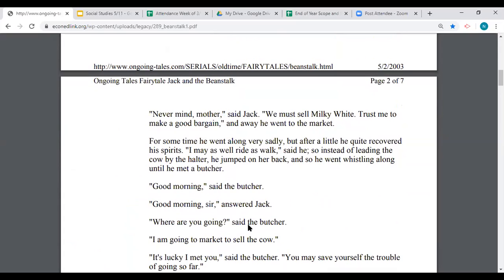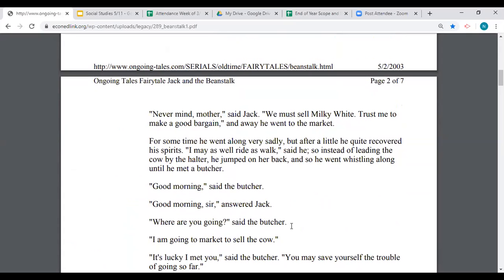For some time he went all along very sadly, but after a little he quite recovered his spirits. "I may as well ride as walk," said he. So instead of leading the cow by the halter, he jumped on her back, and so he went, whistling along till he met a butcher.